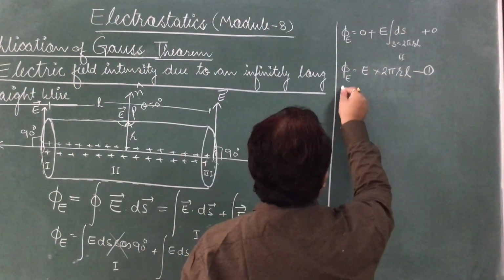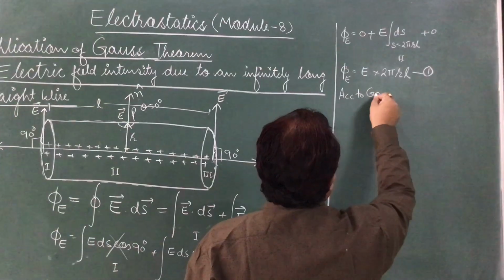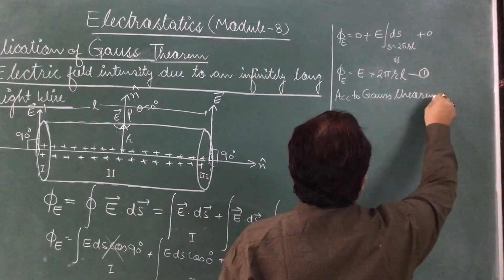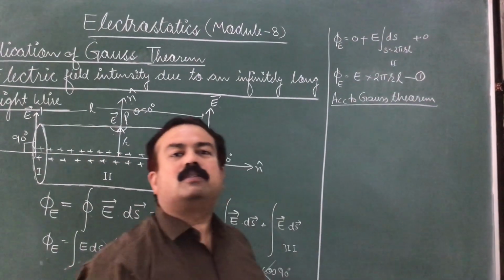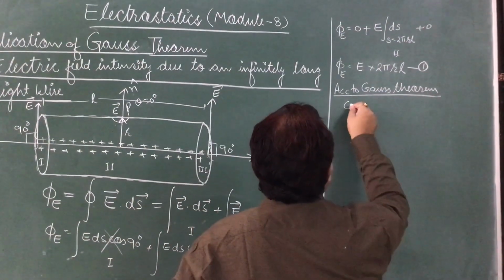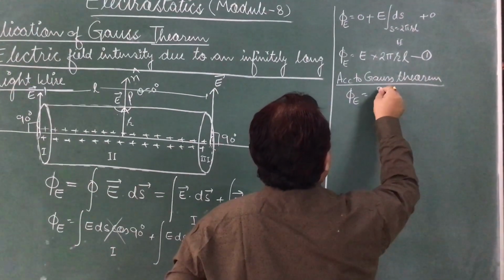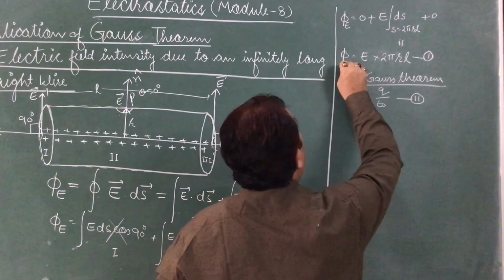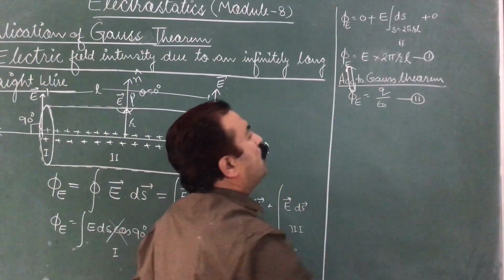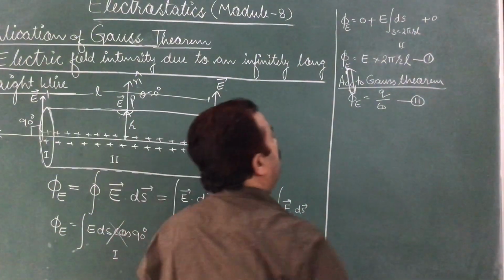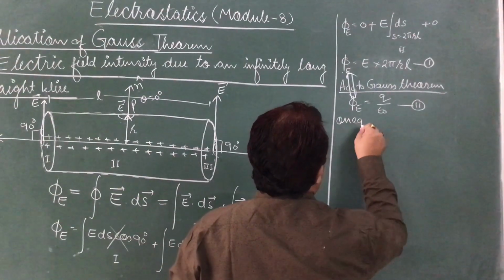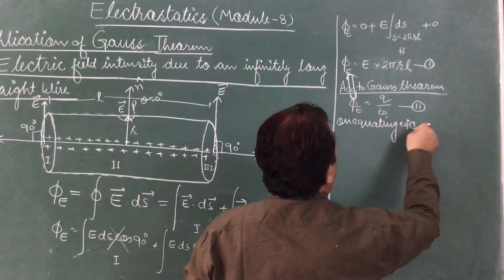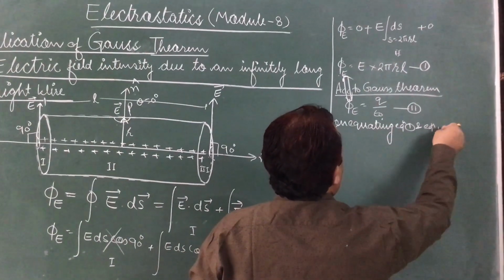Now, according to Gauss theorem, I think you all remember what Gauss theorem is. So I am writing here directly that electric flux equals charge times 1 upon epsilon naught. This is also flux, this is also flux. So we will equate both the values, both the equations, on equating equation number 1 and equation number 2.